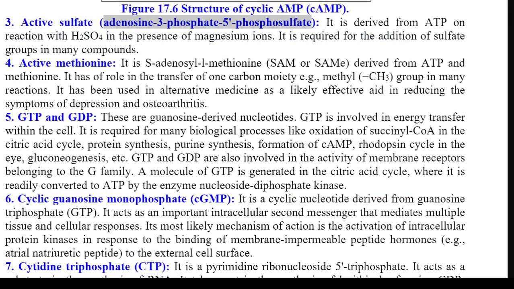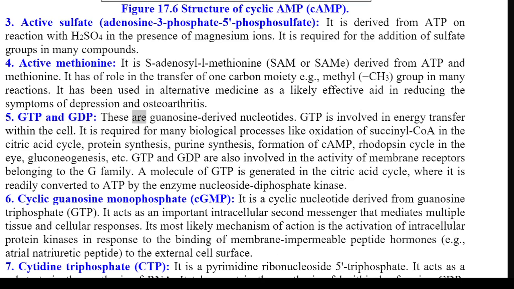3. Active sulfate, adenosine 3'-phosphate 5'-phosphosulfate. It is derived from ATP on reaction with H2SO4 in the presence of magnesium ions. It is required for the addition of sulfate groups in many compounds. 4. Active methionine. It is S-adenosylmethionine, SAM or SAME, derived from ATP and methionine. It has a role in the transfer of one carbon moiety, for example methyl, CH3, group in many reactions. It has been used in alternative medicine as a likely effective aid in reducing the symptoms of depression and osteoarthritis.